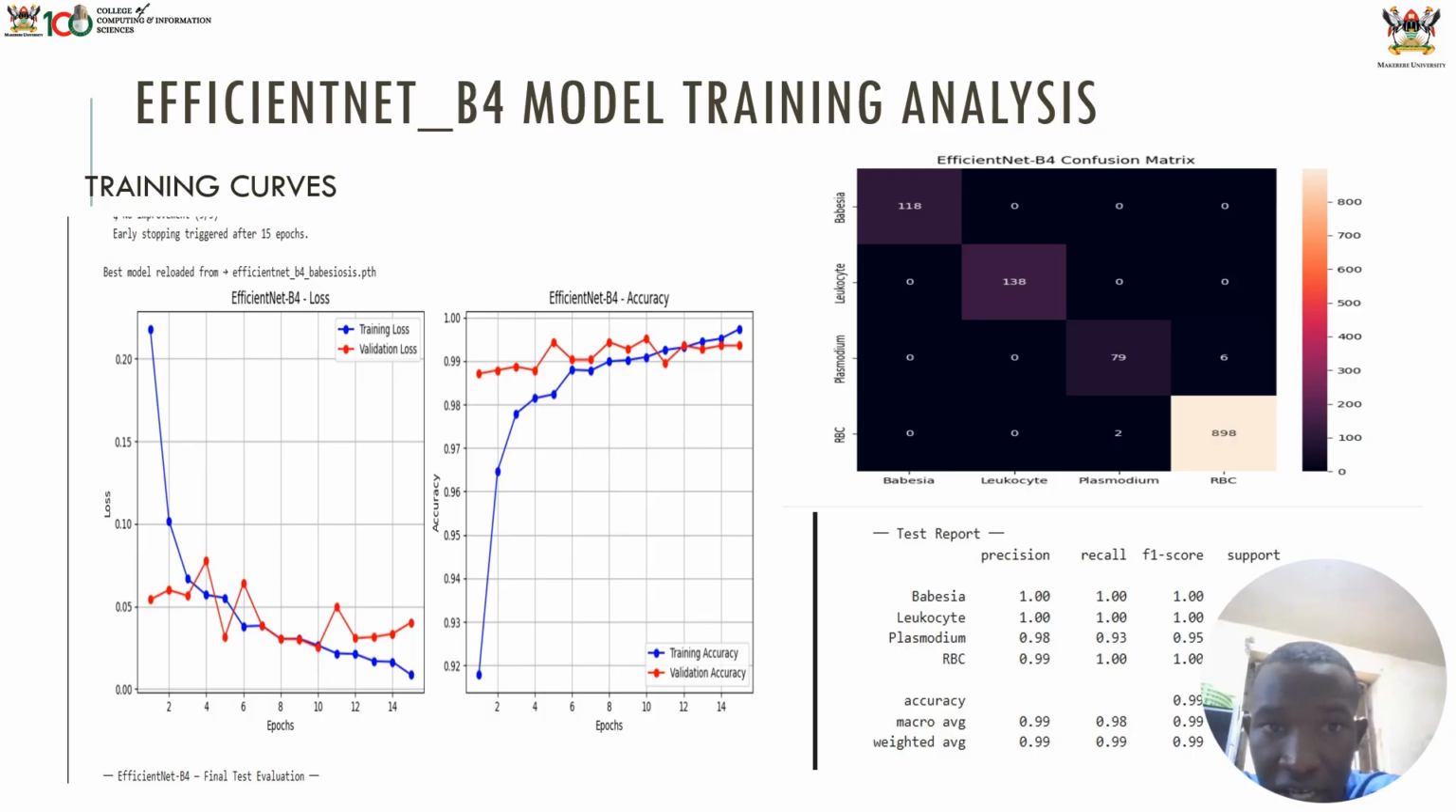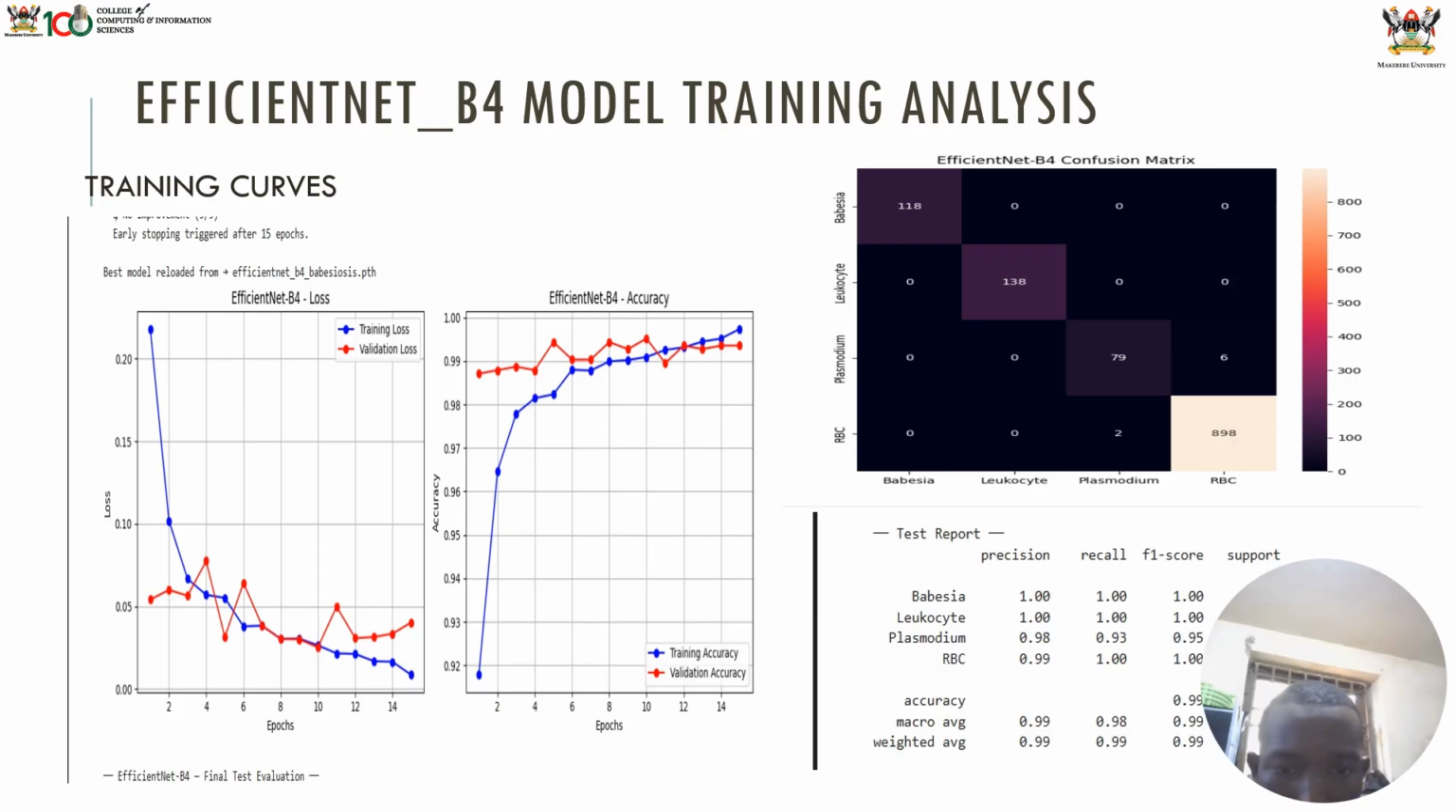For example, we have the training curves on the left side. We have the training loss, which is the blue line, and it dropped very quickly and stayed low. Then we have our validation loss, which is the red line, which also decreased steadily with very little fluctuation. On the right, we have the training accuracy and the validation accuracy, which rose rapidly and reached above 90%. We also applied early stopping after 15 epochs to prevent overfitting, and the best model was saved successfully.